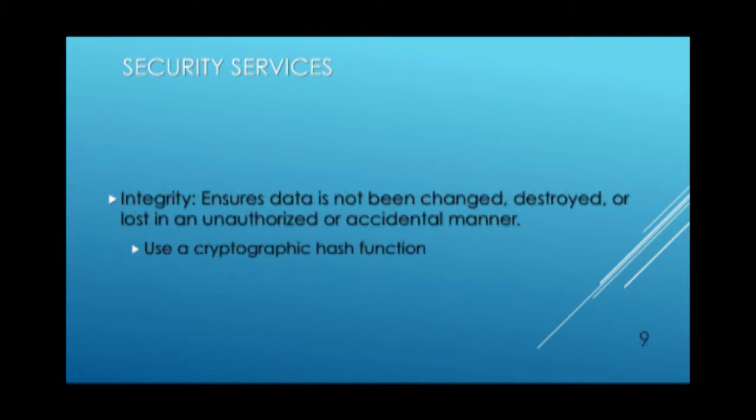Integrity. This ensures data has not been changed, destroyed, or lost in an unauthorized or accidental manner. Now, we could use a hash function, and another way we could use this, for example, is the frame check sequence, which holds a value called the cyclic redundancy check. If something bad happened, the check would be invalid, and that would cause you to drop the frame because the integrity of that frame has been violated. So we use a hash function in one example to check for integrity.